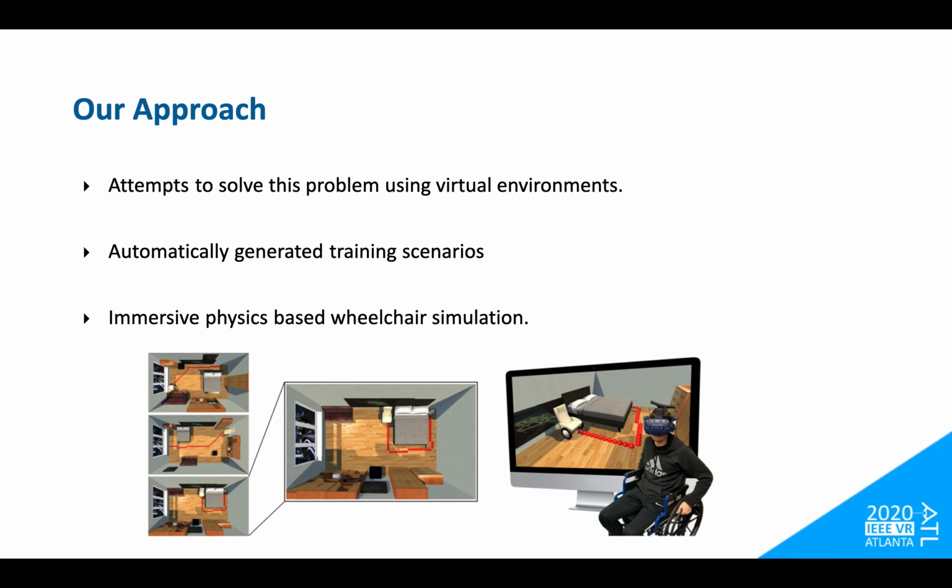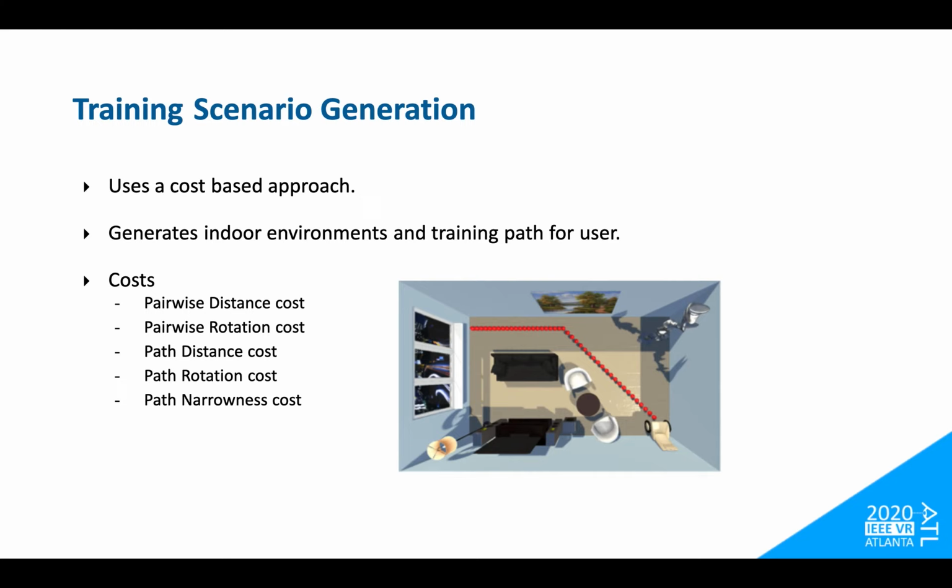Our approach attempts to solve some of the problems previously mentioned, such as lack and variability of location. We do this by using automatically generated scenarios which can be navigated with a physics-based wheelchair simulation. The approach uses a cost-based system to generate indoor environments with a specified training path for the user to follow. The main characteristics that we focus on for the path are the length, rotations, and narrowness. The difficulty of the path can be adjusted depending on the user. The costs that are used for generating the training scenarios are the pairwise distance, pairwise rotation, path distance, path rotation, and path narrowness costs.